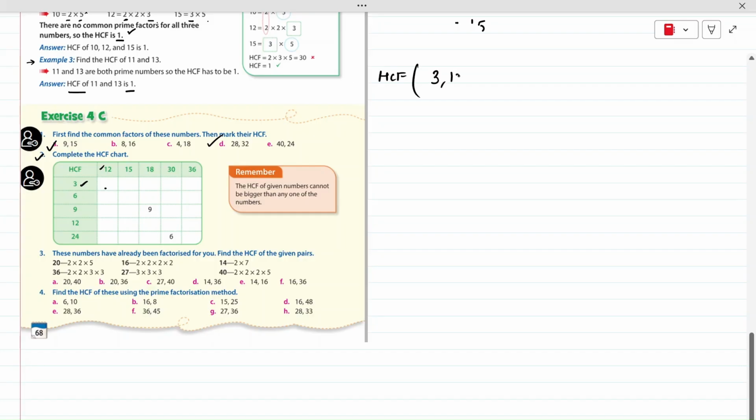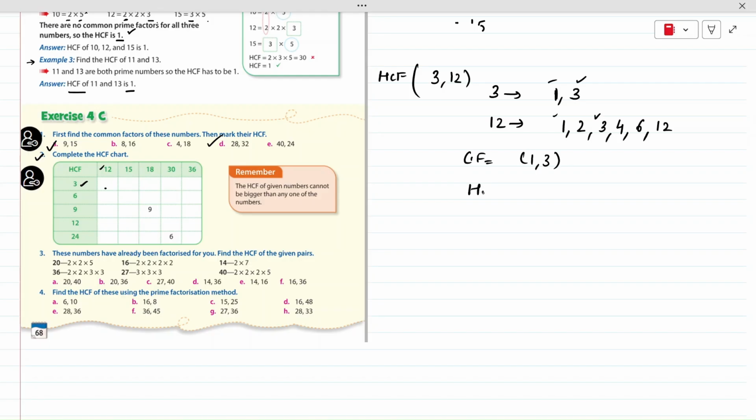So 3 and 12. I'm doing this with the common factor method here. For 3, 1 and 3 are the factors because it's a prime number. Coming to 12: 1, 2, 3, 4, 6, and the number itself. So what is the common factor here? 1 and 3, and the highest common factor among them is 3. So I'm writing 3 here. HCF is 3, the biggest number which can divide these two numbers completely.